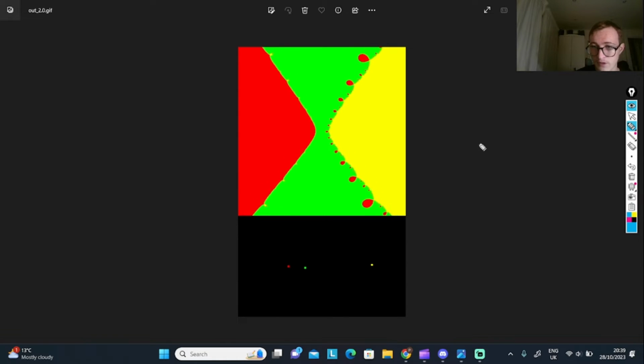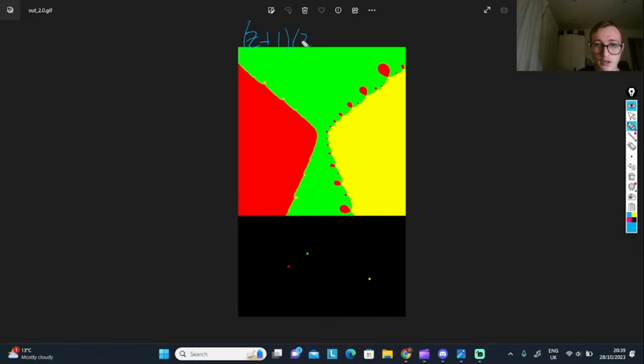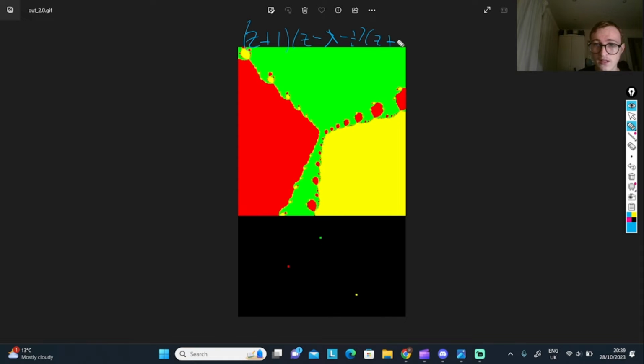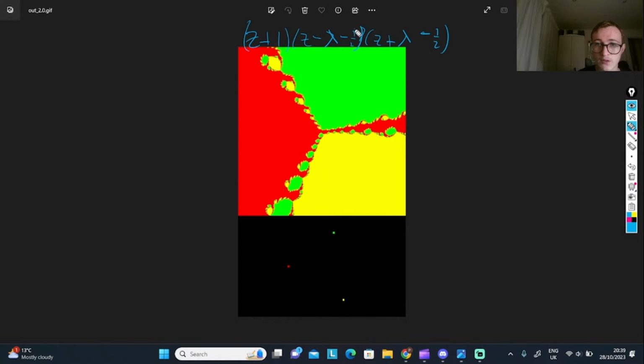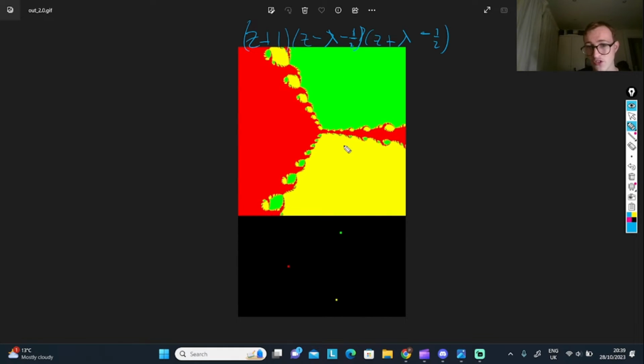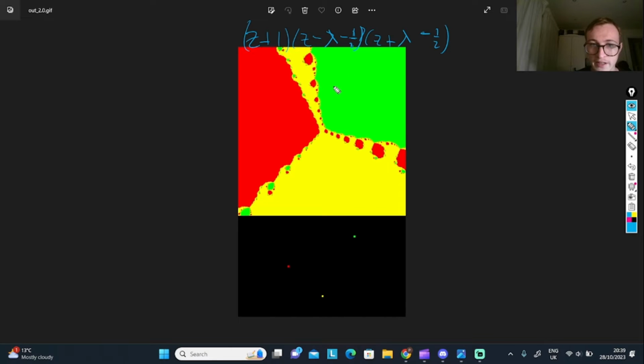Okay, so we're going to look at the following Newton fractal: z plus 1, z minus lambda minus a half, z plus lambda minus a half. So we're going to look at the behavior of this polynomial here. And this is just a GIF showing what the Newton fractal of this polynomial looks like as lambda varies.